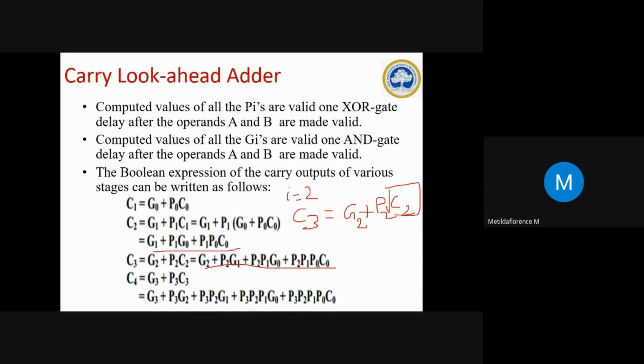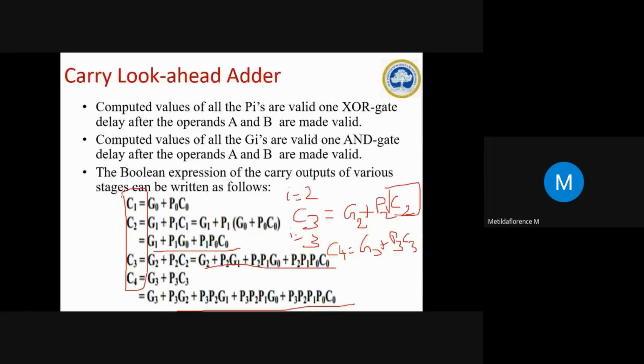Similarly, when my i value is 3, what will I be getting? C4 equal to G3 plus P3 C3. Now again, I know the value for C3, so I will apply it here. And if I do the product, I will get this. From this, it is very simple. If you know the concept, you can directly write it on your own. By applying this, we will be calculating all the carries.